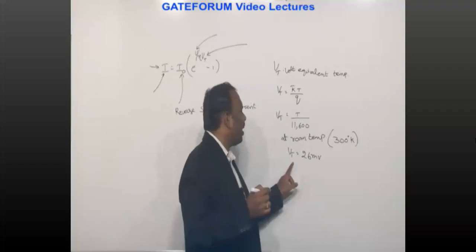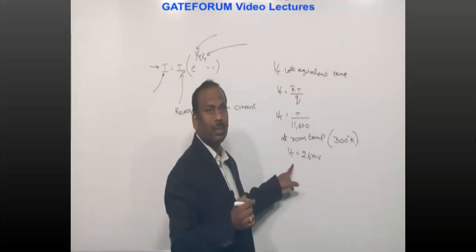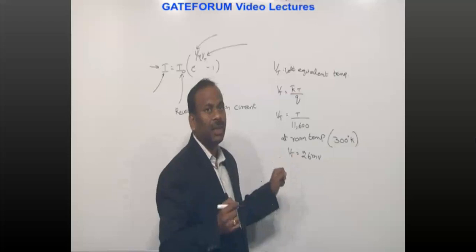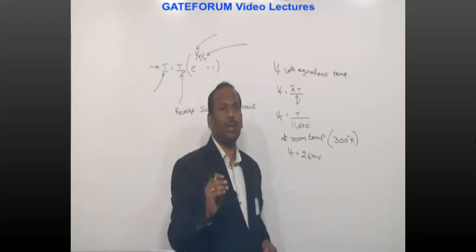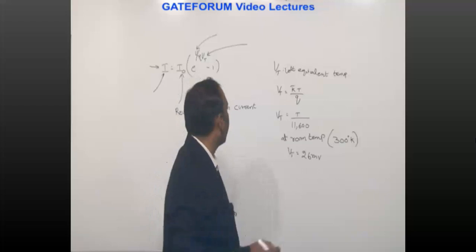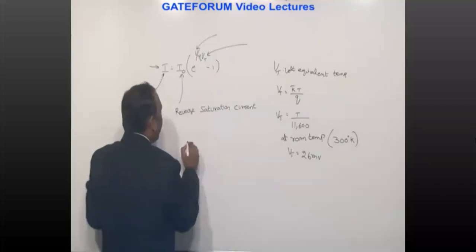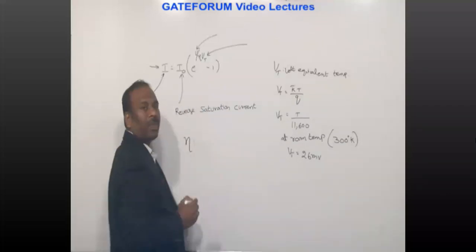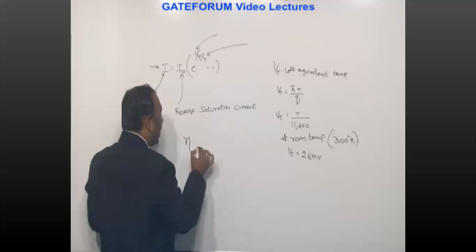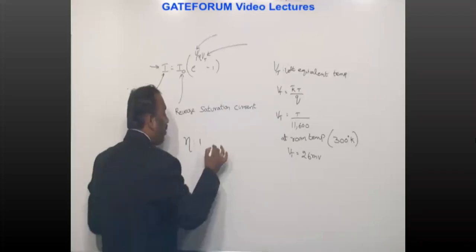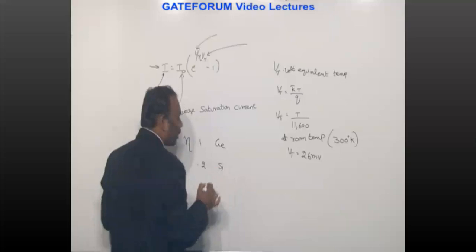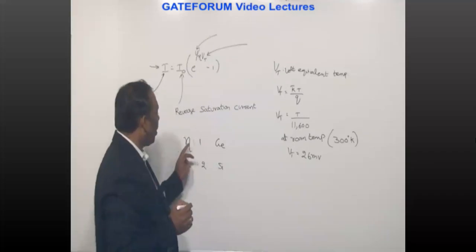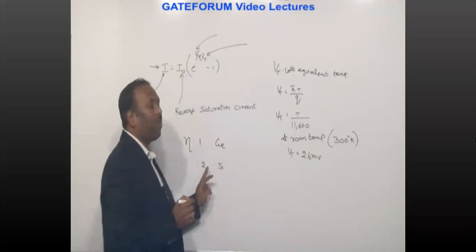This is very important for doing the problems. VT value is 26 millivolts. Sometimes for simplification purposes, we'll take it as 25 millivolts also. Now comes the other one, eta is a constant. Its value is 1 for germanium and 2 for silicon.